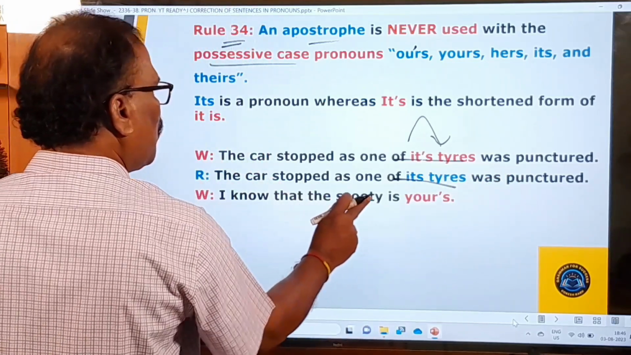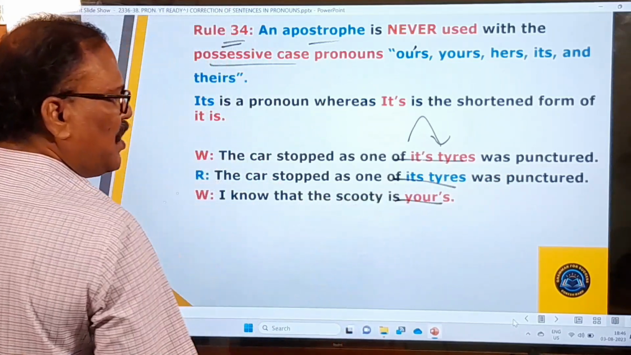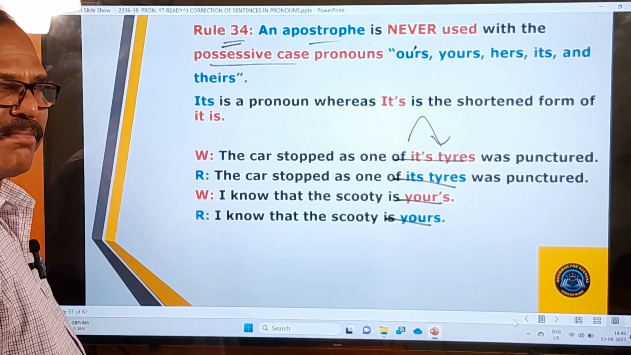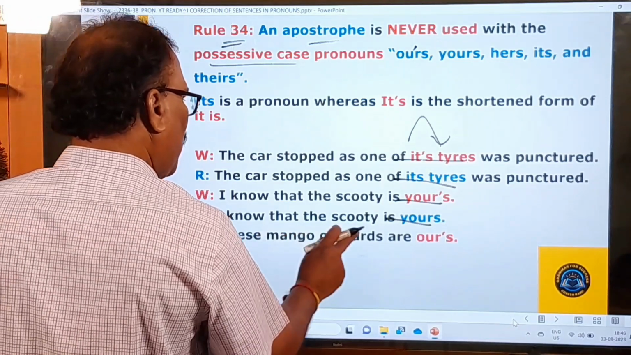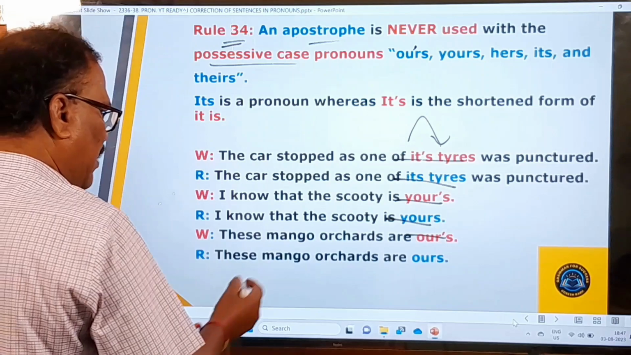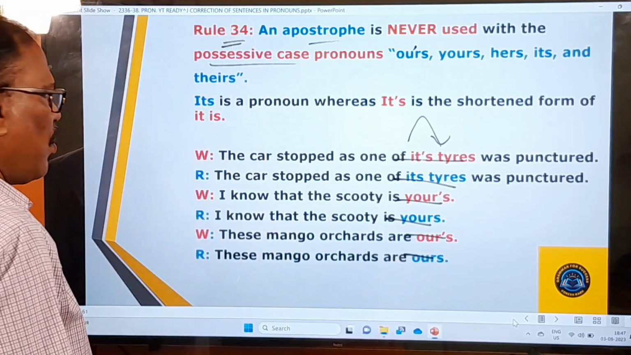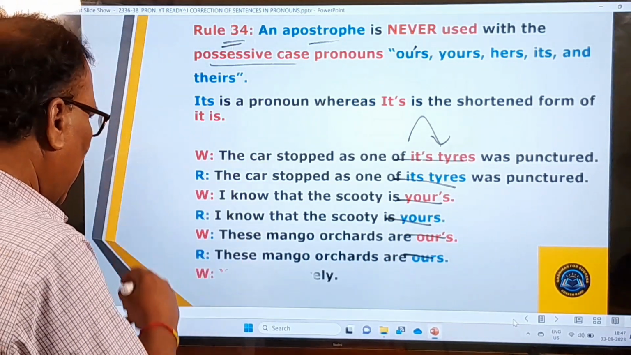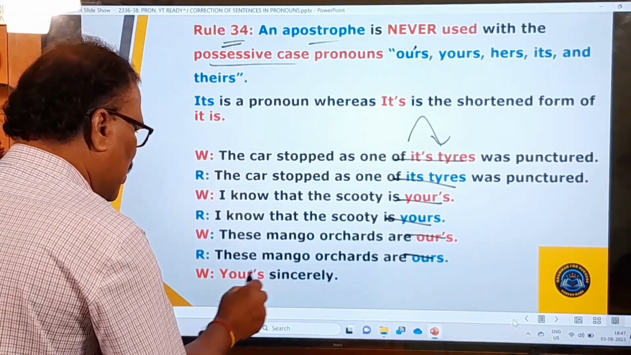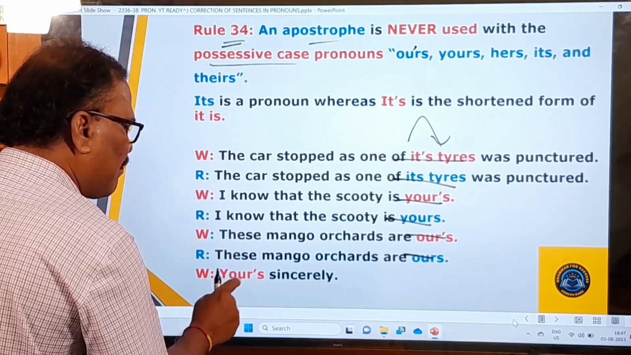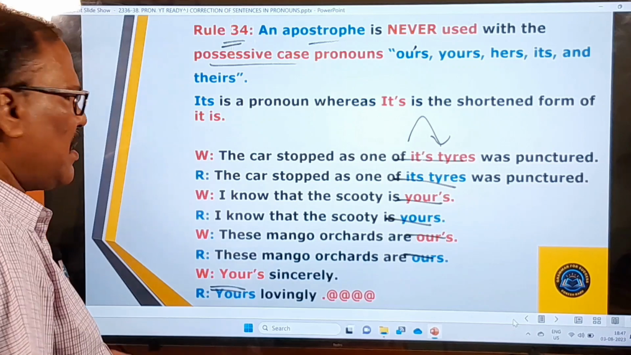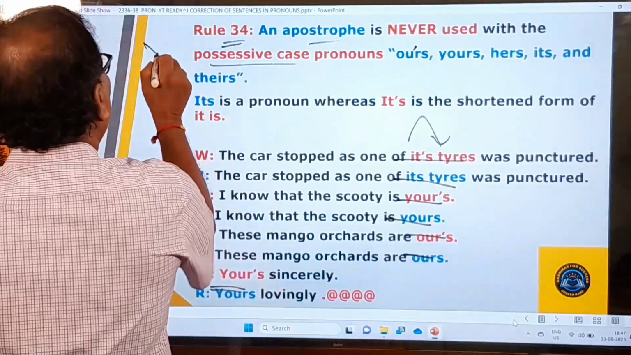I know that the scooty is your's. See, apostrophe s is used wrongly. But what should you say? I know that the scooty is yours. And these mango orchards are our's. That's bad. That's broken English. And this is the spoken English: the mango orchards are ours, right? And sometimes, after writing the letter, some people say your's sincerely. They use apostrophe s also. That's very bad. You should not say apostrophe s. You should say yours. So this is also an important one. Rule number 35.